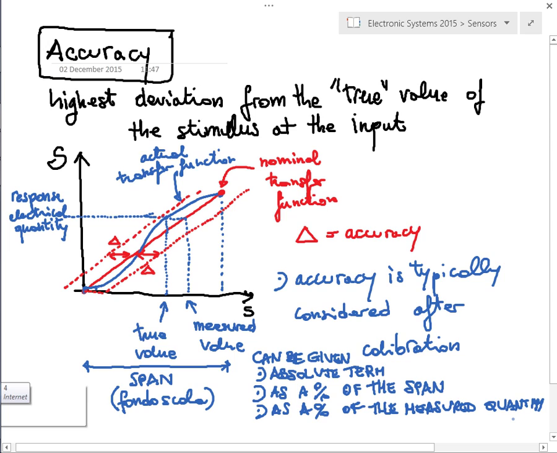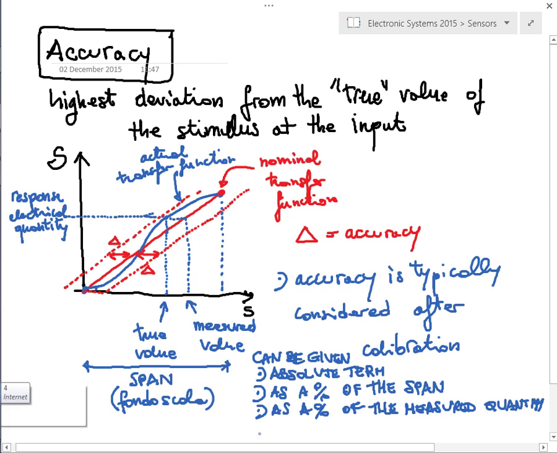There's no standard, so depending on the type of sensor you read the accuracy expressed in different ways. As a percentage of the measured quantity, if you look at the picture that I've shown you, it means that the lines are not parallel, because of course you have a delta which is increasing when the quantity that you measure increases, so you have something like a diverging cone, something that is becoming larger and larger when S is becoming larger.